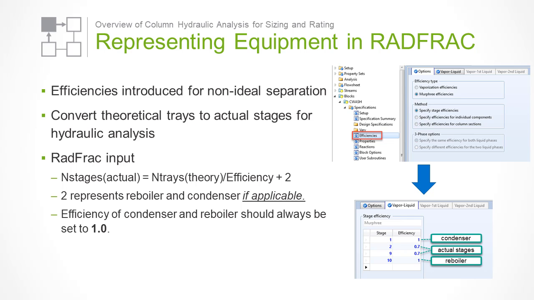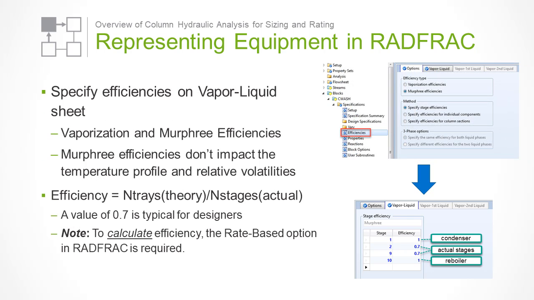To represent the real equipment, we need to convert theoretical stages into actual stages. The new RadFrac stage number input can be computed using theoretical trays divided by efficiency plus 2. The 2 represents, where applicable, the reboiler and condenser, because efficiency of the condenser and reboiler should always be 1. Stage efficiencies can be specified on the vapor-liquid sheet in RadFrac under Specifications, Efficiencies.